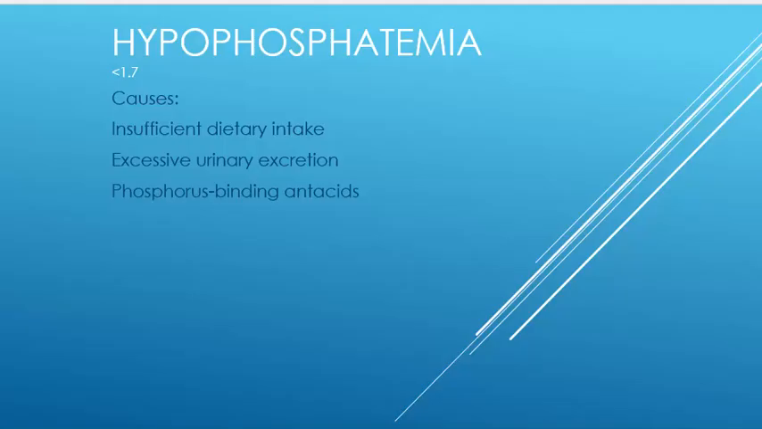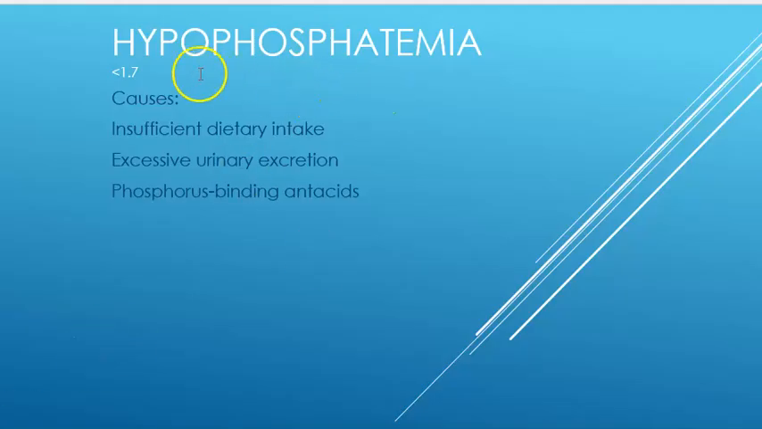Increased calcium promotes phosphorus excretion because phosphorus and calcium have an inverse relationship. Phosphorus supports and maintains strong bones and teeth. It's also a buffer to help regulate acid-base balance, and it assists in normal nerve and muscle activity.